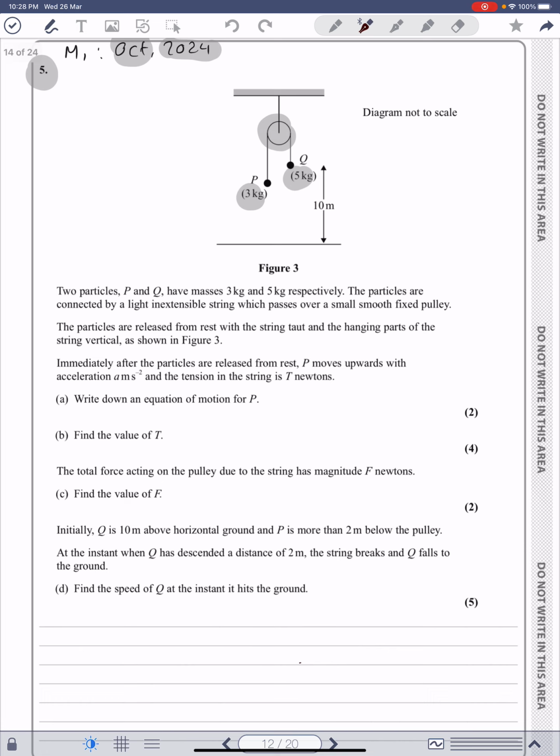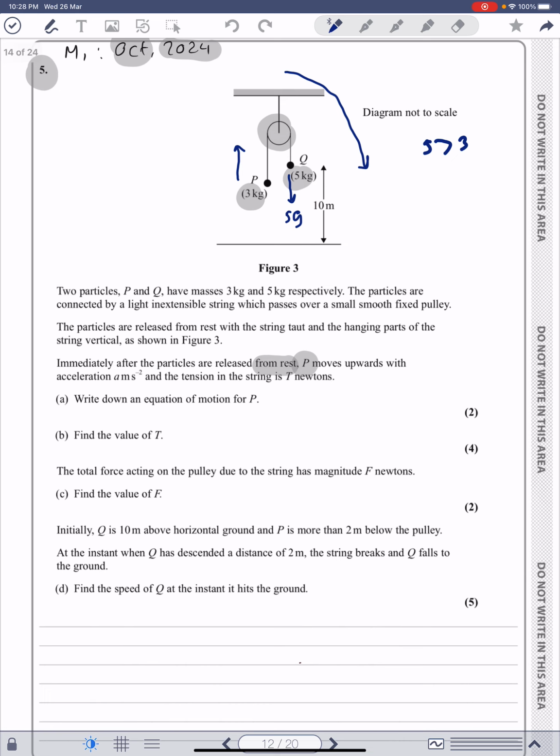Immediately after the particles are released from rest, particle P moves upwards. Of course, he doesn't need to say that the particle moves upwards with the acceleration A, because it's clear that this 5 is more than 3, dear students, so this is the heavier. So this is the main direction of motion. This will go first, it's the main force, and this will go up, of course.